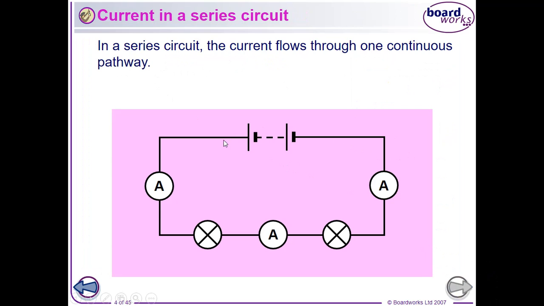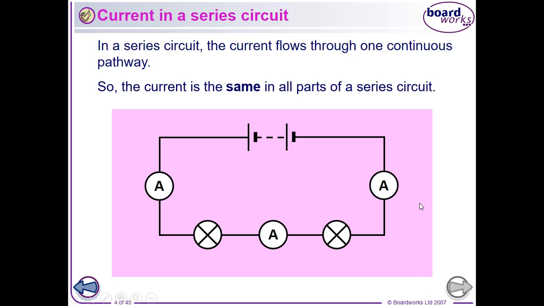In the series circuit we've got one pathway for the current to flow. Because current does not get used up, the number of electrons does not get used up, so we've got the same current all the way around the circuit: 1 amp, 1 amp, 1 amp. It's not the current that gets used up, it's the energy that gets used up.